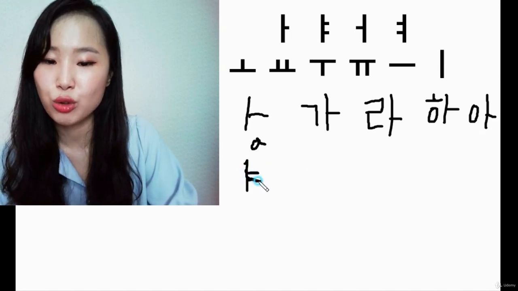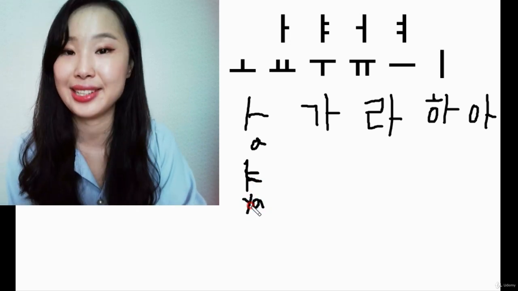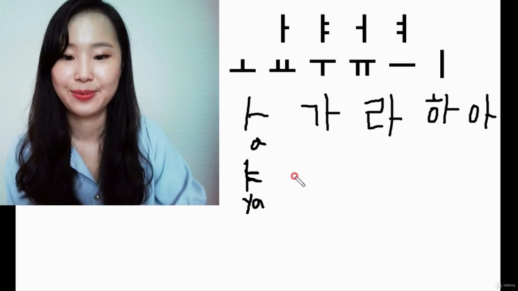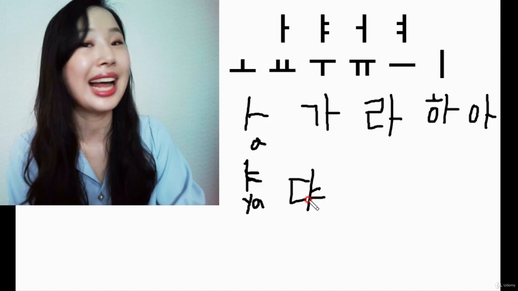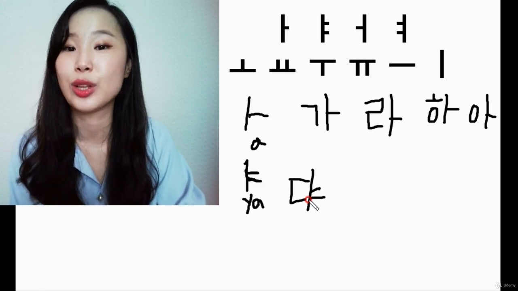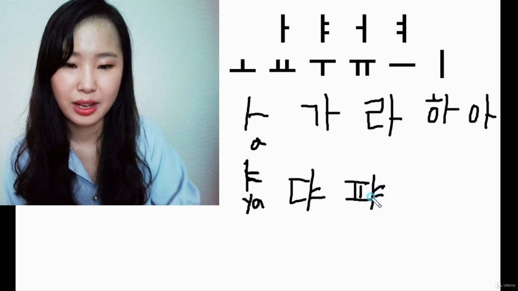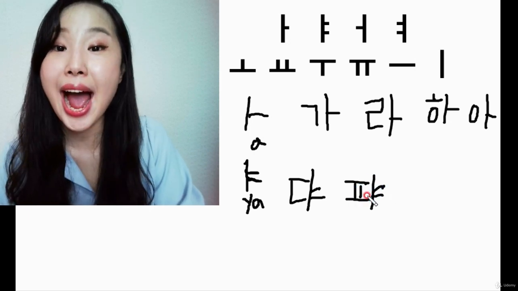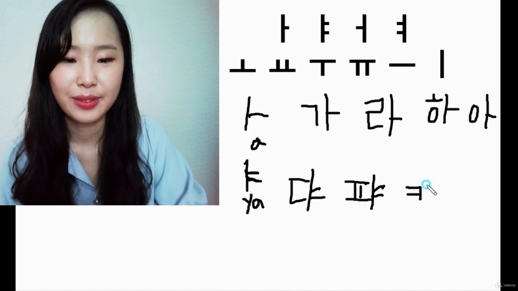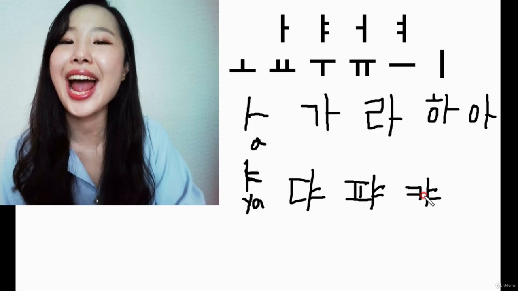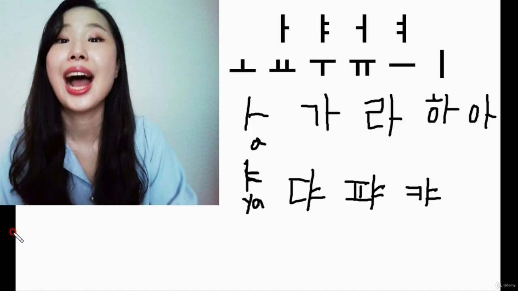If there are 2 lines, you have to put a y in front. So this is the ya sound. Ya. What about this one? Dya. Not ta. It is ta plus ya. So dya. And this one? Yes, pya. Pya. One last one. Kya. Good job. So we learned a and ya.